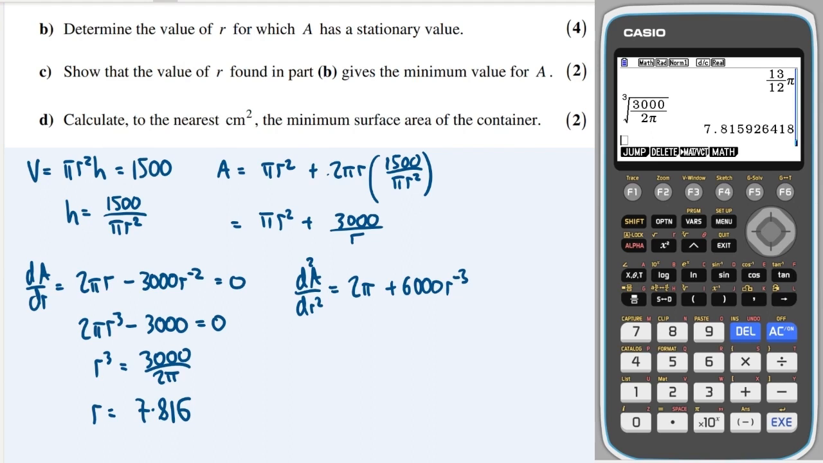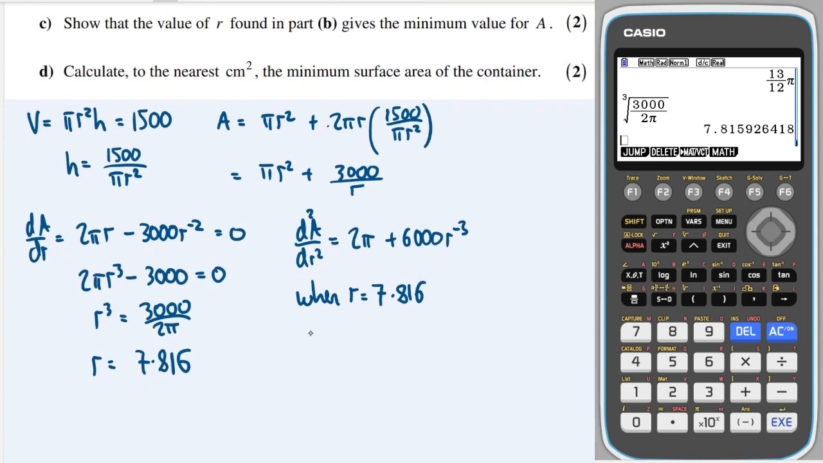So when r is equal to 7.816, we can tell here that the second derivative will be greater than 0. And thus we have a minimum value. Because when you sub in r equal to 7.8, that's definitely going to be greater than 0, because we've got two positives there. So thus it makes it a minimum value.